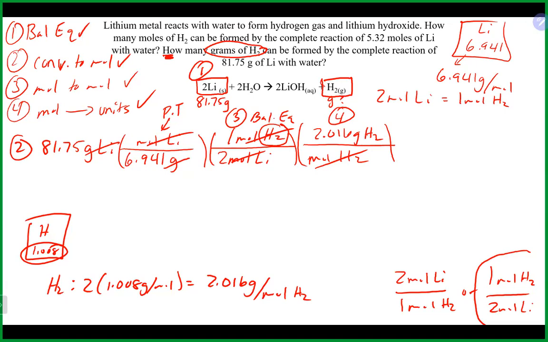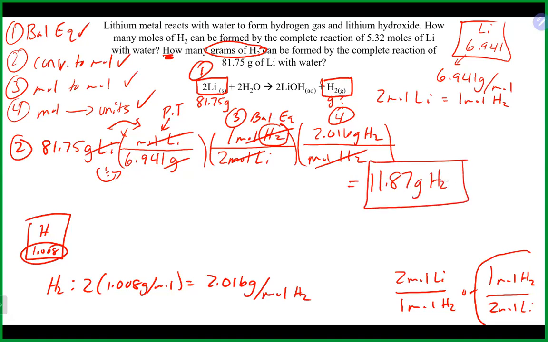Remember, dimensional analysis like this, we're multiplying whatever's on top and coming back and dividing by whatever's on the bottom, basically. So we're going to take 81.75 basically times 2.016 divided by 6.941 and divided by 2, perhaps there. That's going to get us, in this case, 11.87 grams of H2. First off, any questions on that calculation?